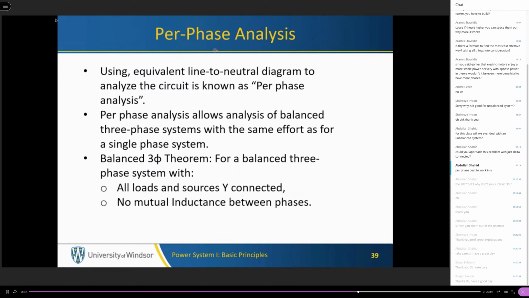I already introduced the per phase analysis, which is basically we need to get the equivalent line to neutral diagram. There are steps, of course, to do that. You first need to convert delta connected loads to star connected loads, line to line voltages to line to neutral voltages, and so on. And this is valid only for balanced three-phase systems. We cannot use the per phase analysis for unbalanced systems. If the system is unbalanced, we have to deal with every phase separately, phase A, B, and C.